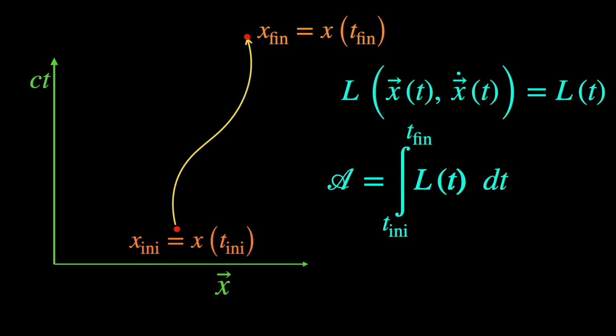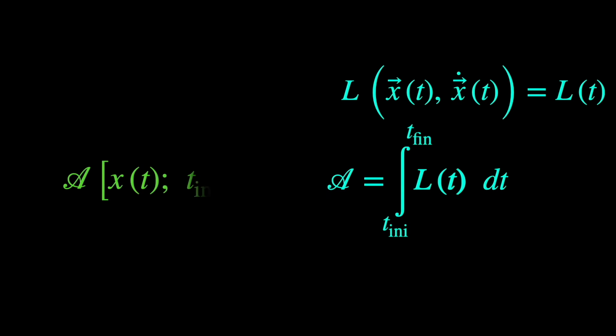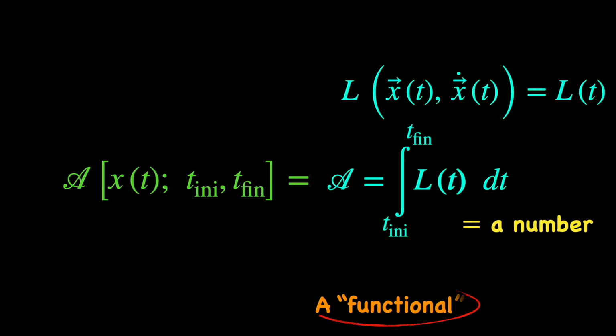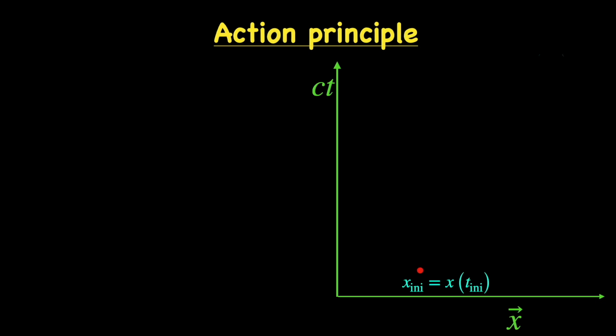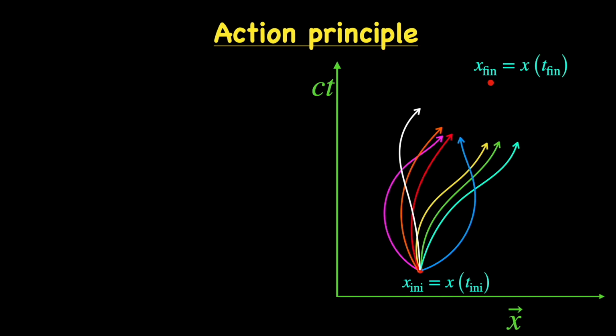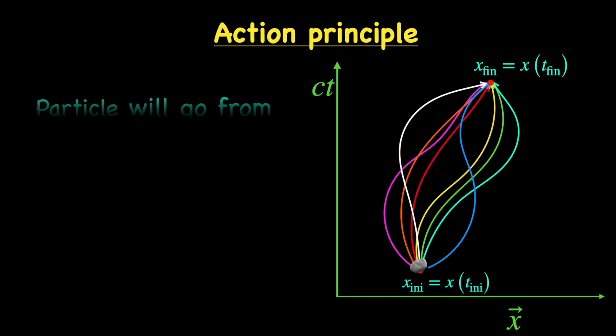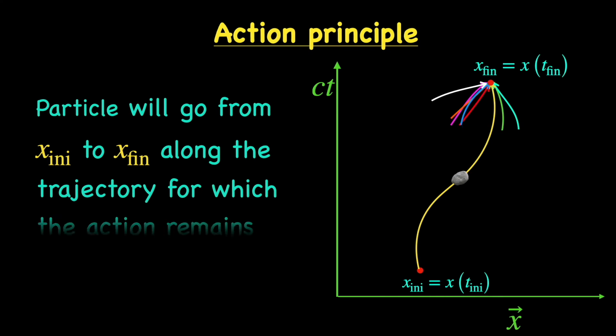So given a trajectory function x of t and the initial and final event points, action takes a numerical value, justifying the statement action is a function of a function, or functional. Refer to the video on the action principle for detailed discussion on this. According to this action principle, among all the possible trajectories that a particle may travel through, it chooses the one for which the numerical value of the action remains stationary.